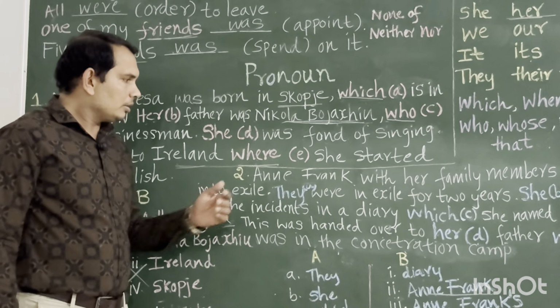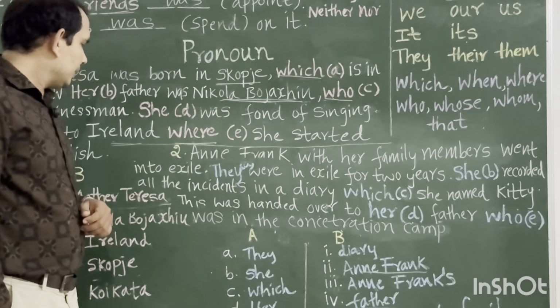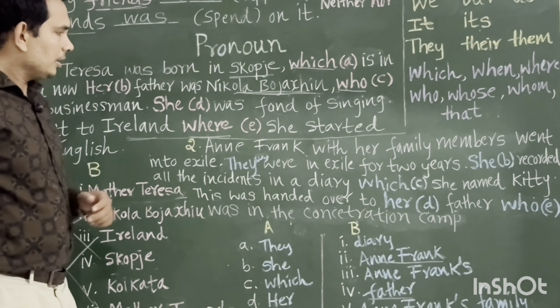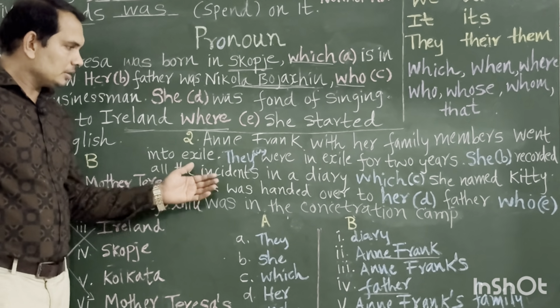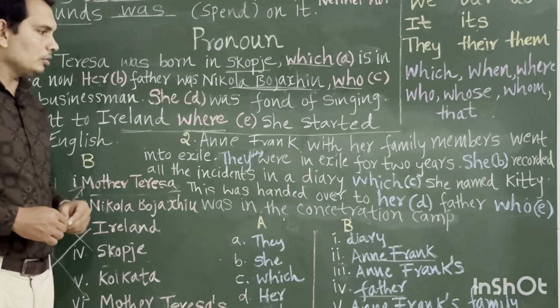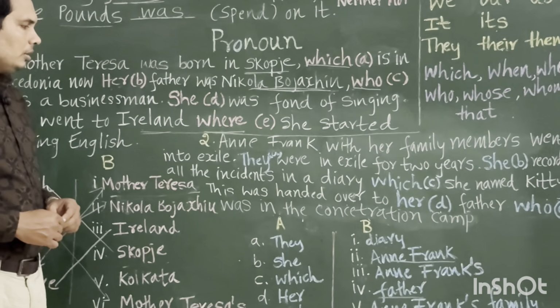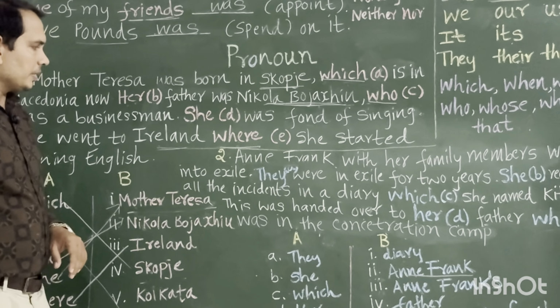I am going to read the second question. Anne Frank, with her family members, went into exile. They were in exile for 2 years. She recorded all the incidents in a diary which she named Kitty. This was handed over to her father, who was in the concentration camp. This is the second question.